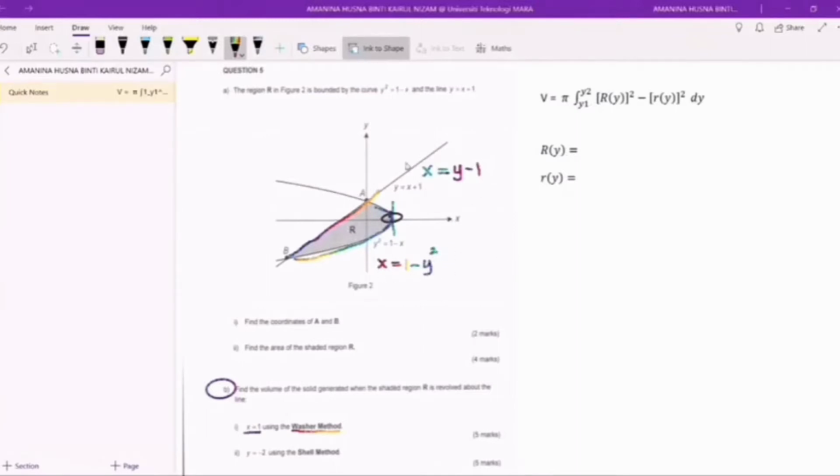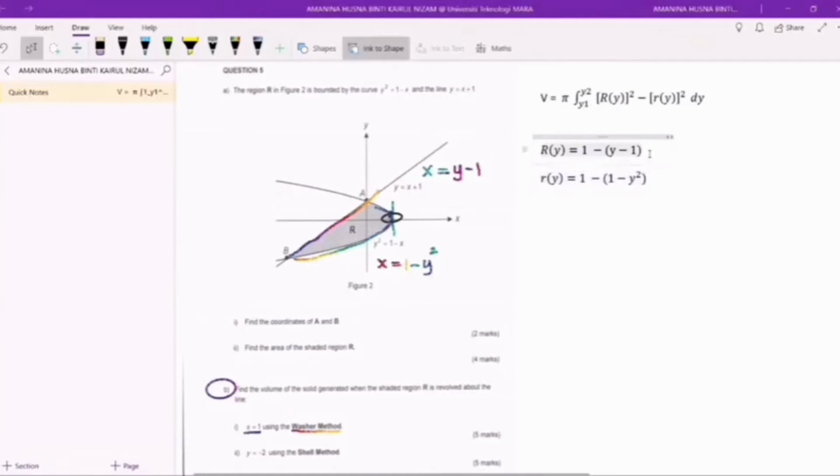Now I will insert these equations into our outer radius and inner radius. Before we insert, we need to subtract from x equal to 1, because x equal to 1 is the axis of rotation. So the outer radius is 1 minus y minus 1. For the inner radius, 1 minus 1 minus y squared. Okay, so these are the equations of our outer radius and inner radius.